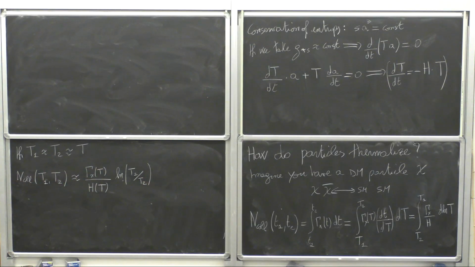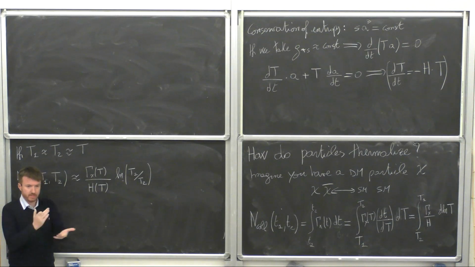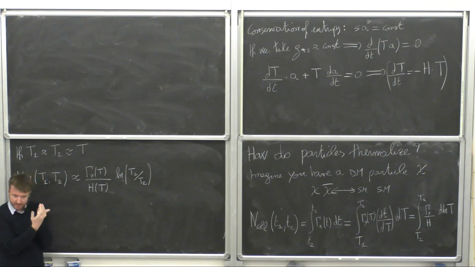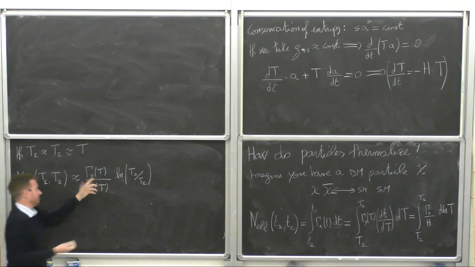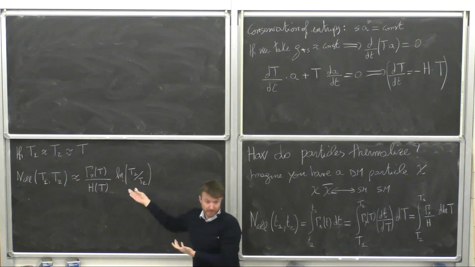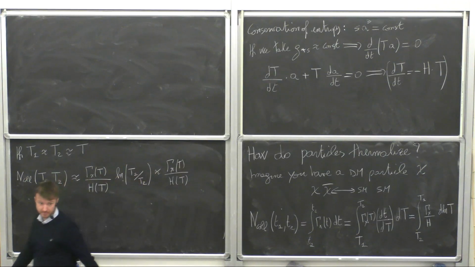Okay. So if I take these two temperatures to be equal, I will get the log of 1, which is 0, which is obvious. There are no collisions between the time and the same time. So I need to take some time interval, which is finite but small. And so this log will be of order 1. Okay. And so I can say that the number of collisions is given by this ratio.